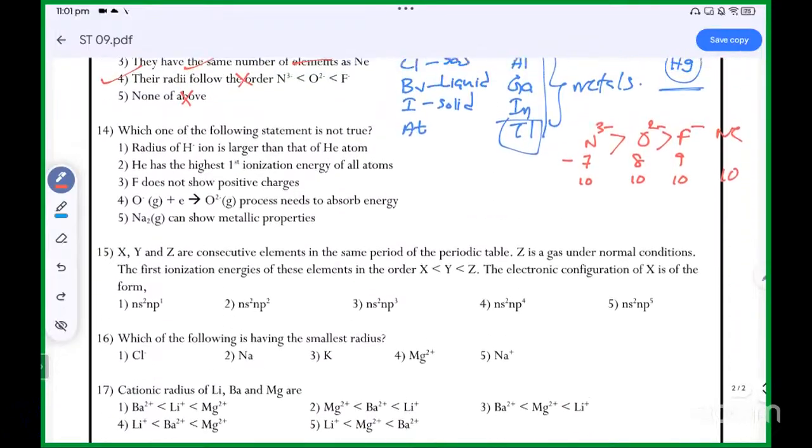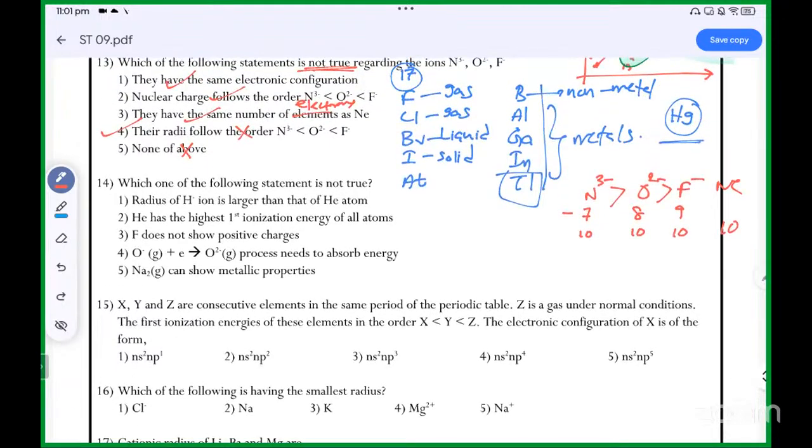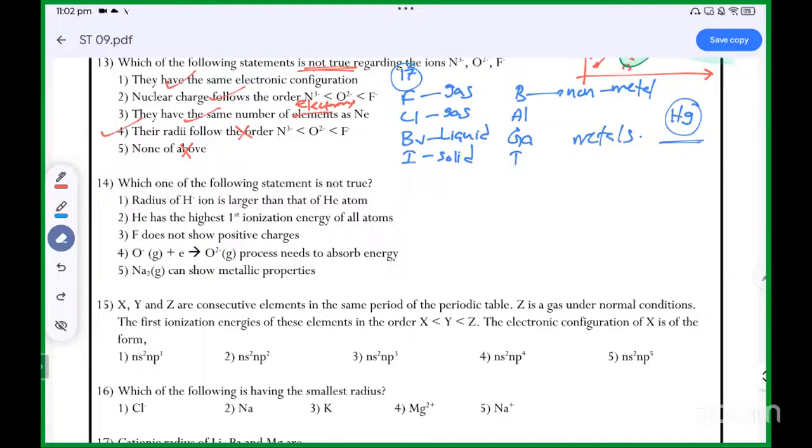Then the next one, the 14th one. Which of the following statements is not true? Now let me erase these things. The radius of the H minus ion is larger than that of the helium atom. Hydrogen H minus and helium.